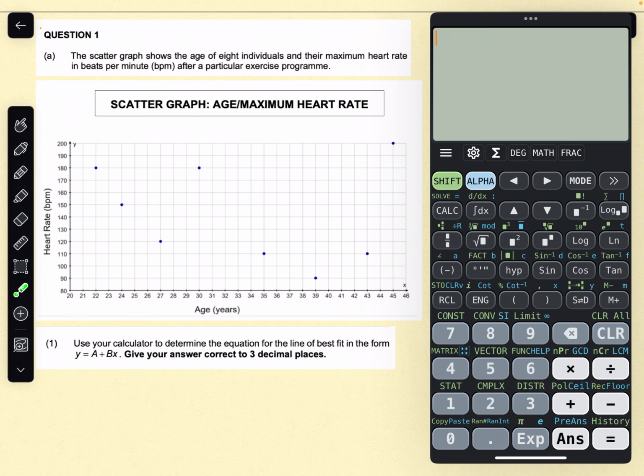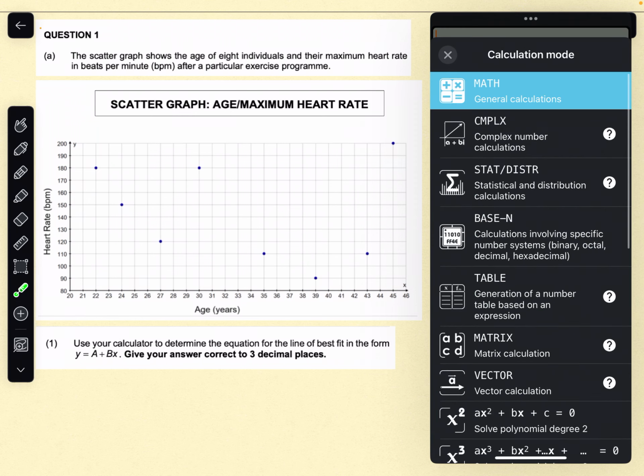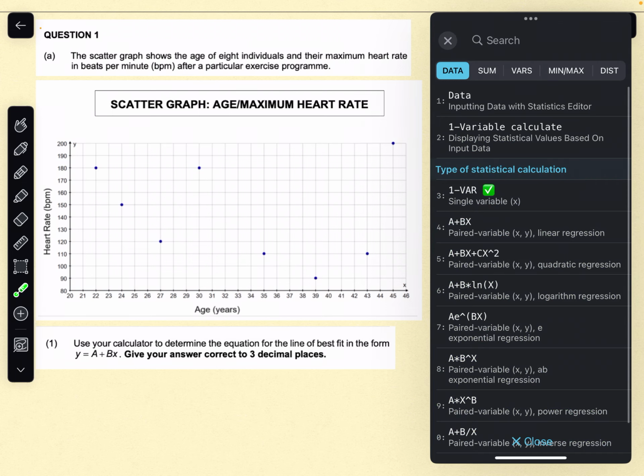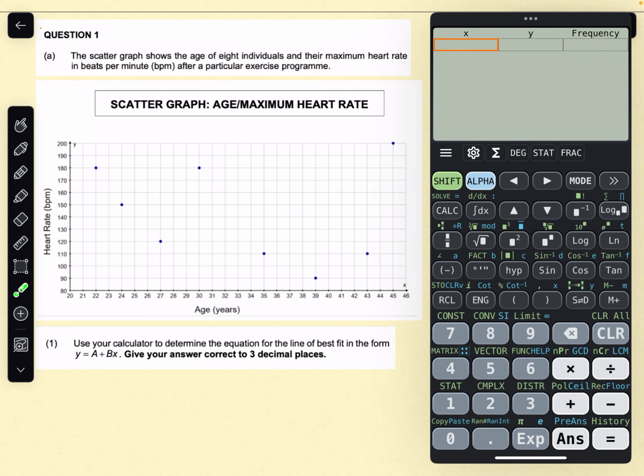Right, so first up I need to get into stats mode. Then I need to choose, in my case, a plus bx. Then it's time to enter the data. So we'll start with this point, which is 22 and 180. Well, I'm just going to do the ages first, actually. It's just easier that way.